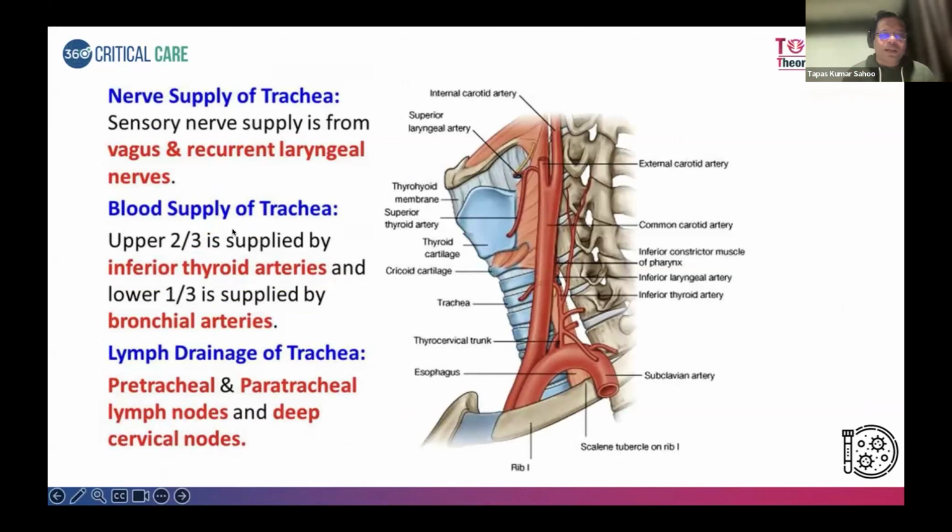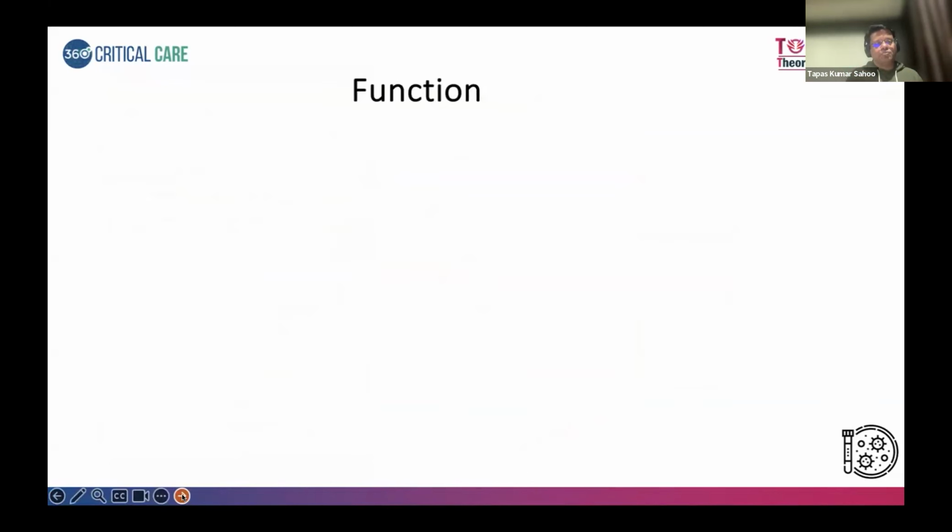No. Blood supply, again there is a peculiarity of the blood supply of the trachea. Upper two-thirds is inferior thyroid and lower one-third is by bronchial artery. Clear? And about the lymph drainage of the trachea: pretracheal, paratracheal and deep cervical nodes. Clear? So these are the three things that you need to remember if you are getting a tracheal anatomy question.